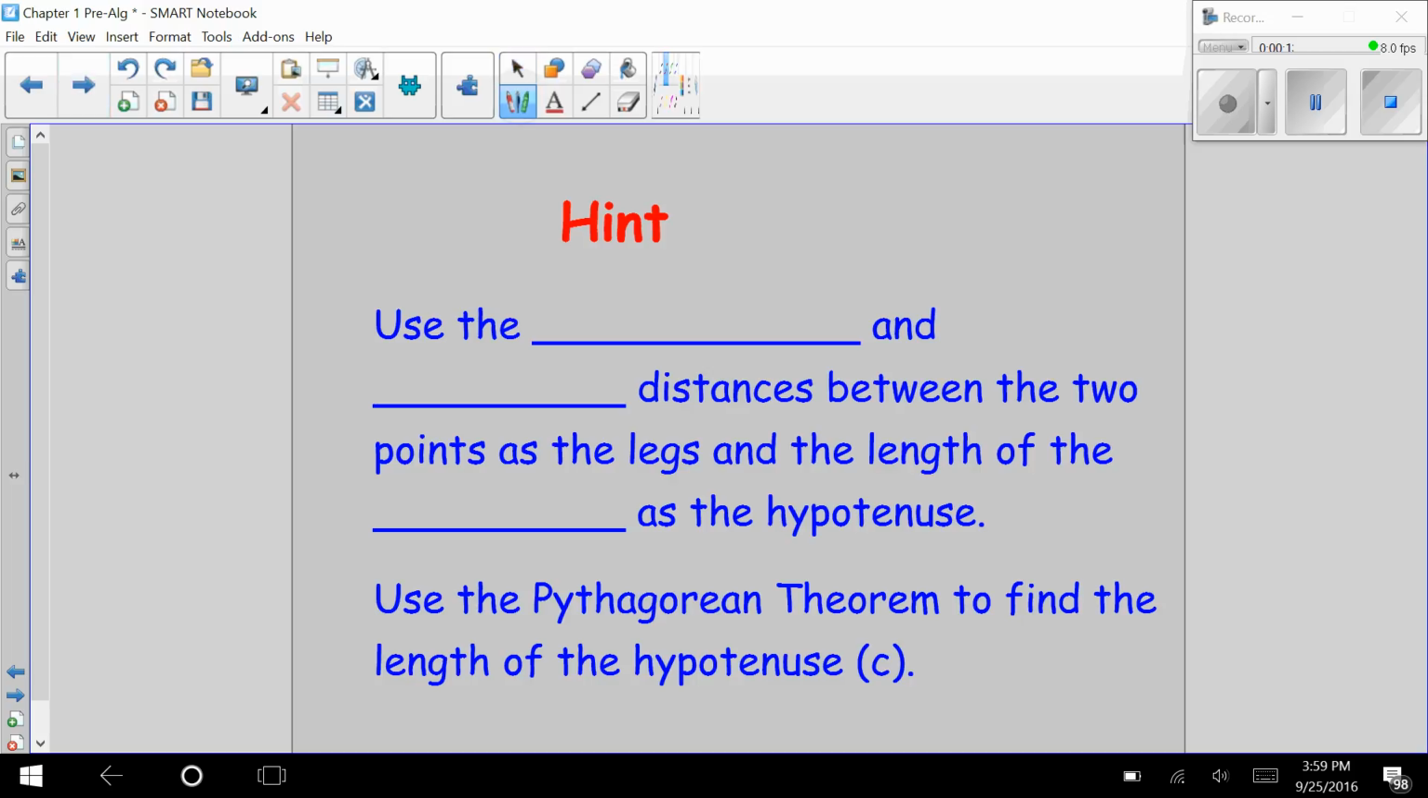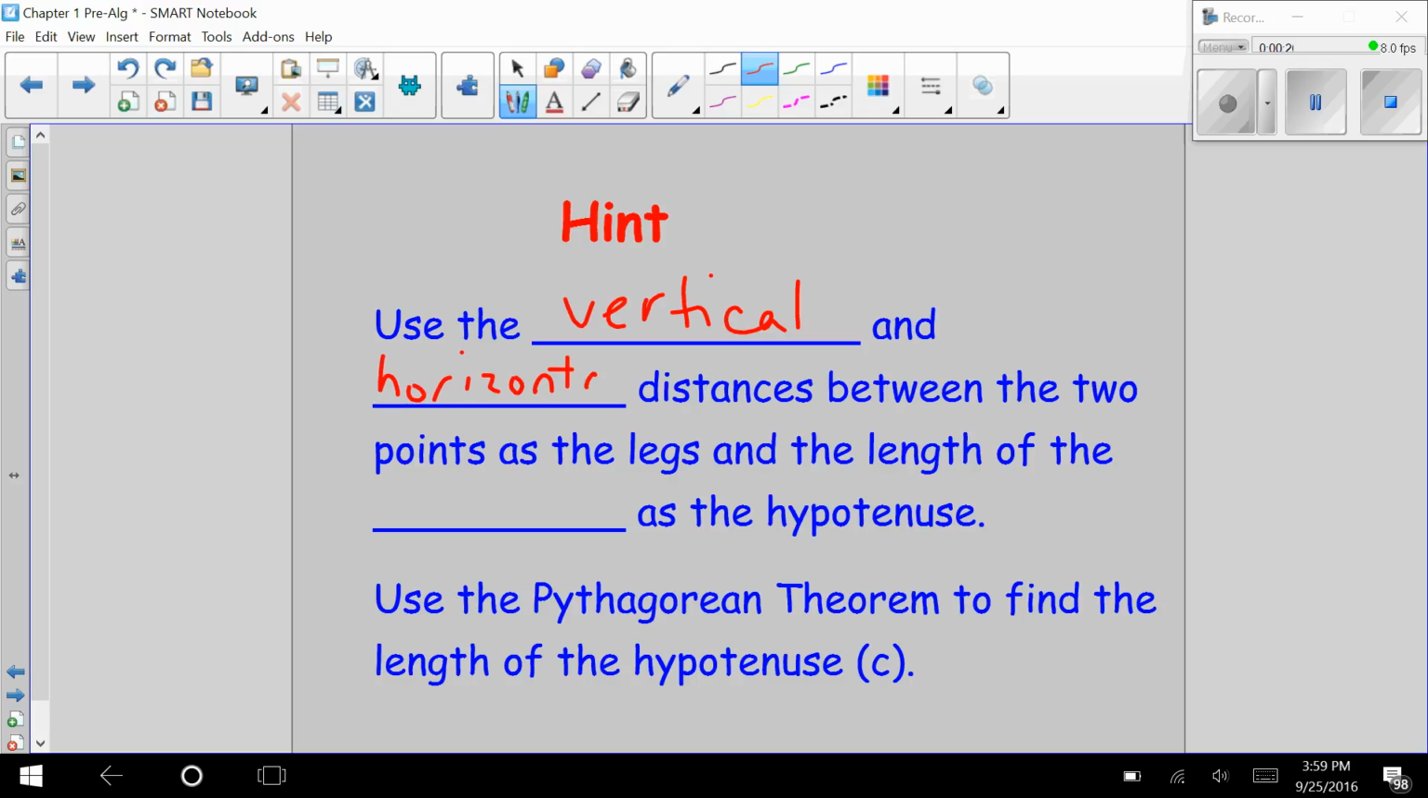First, we'll start off with a hint. Use the vertical and horizontal distances between the 2 points as the legs and the length of the distance as the hypotenuse. Then we'll use the Pythagorean theorem to find the length of the hypotenuse, which will be c.